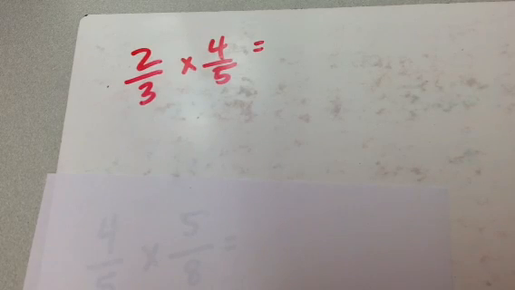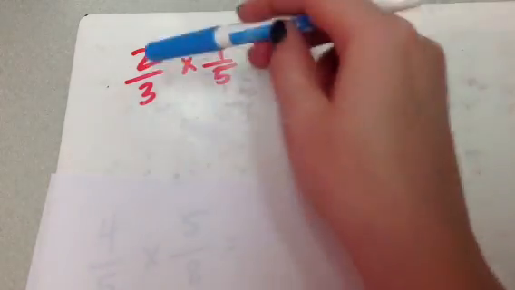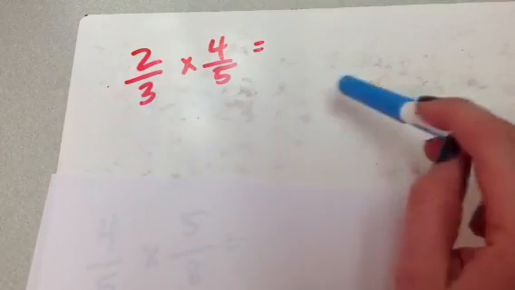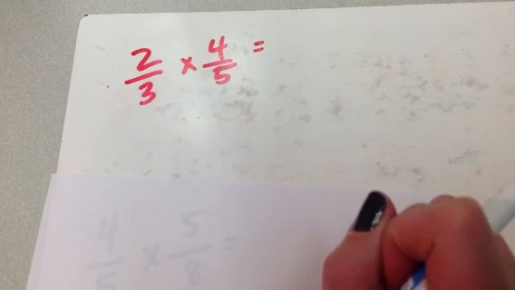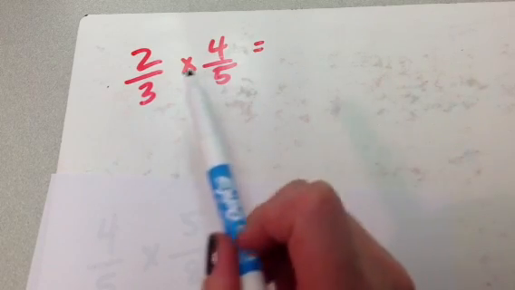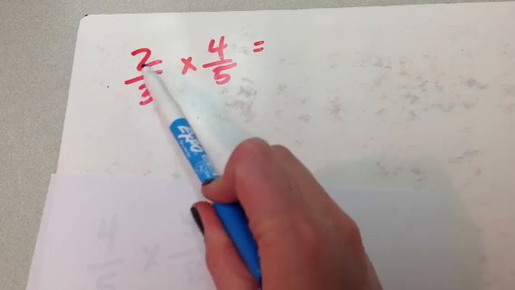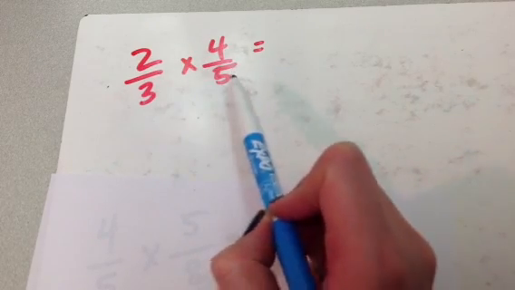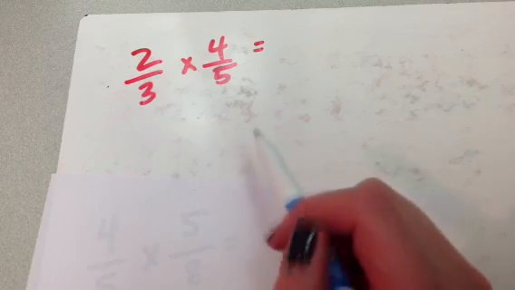Unlike with adding and subtracting, where I recommended that you write everything vertically, with multiplying I recommend that you write it horizontally like this. And you'll see why that becomes important. It makes it easy for me to see that I multiply my top numbers together and my bottom numbers together. And that's it. That's all that I do.